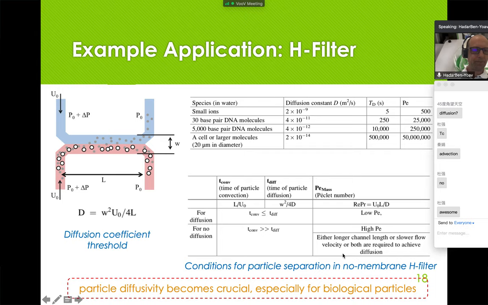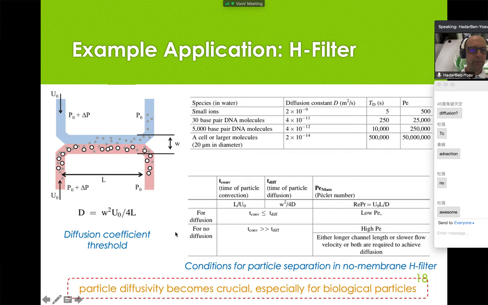And if we have a high Peclet, it means that we have more advection effect, or more convection effect, than diffusion. So the time it will take for the particle to pass is very slow. Therefore, we either need longer channels to allow enough time for the particle to pass, or we need to flow much faster. We need to flow much slower to enable enough time for the gray particles to diffuse more than W over 2.